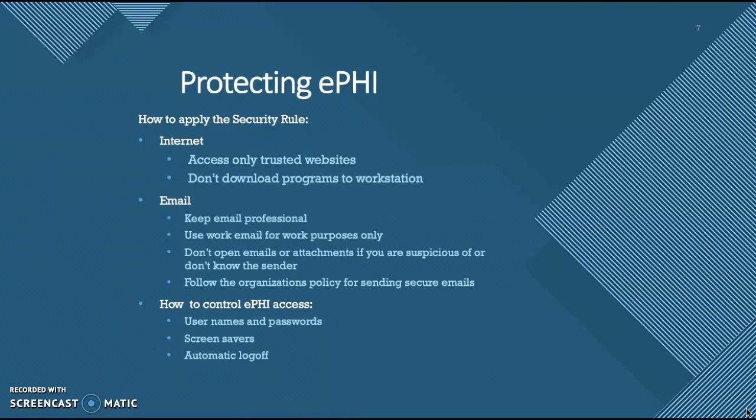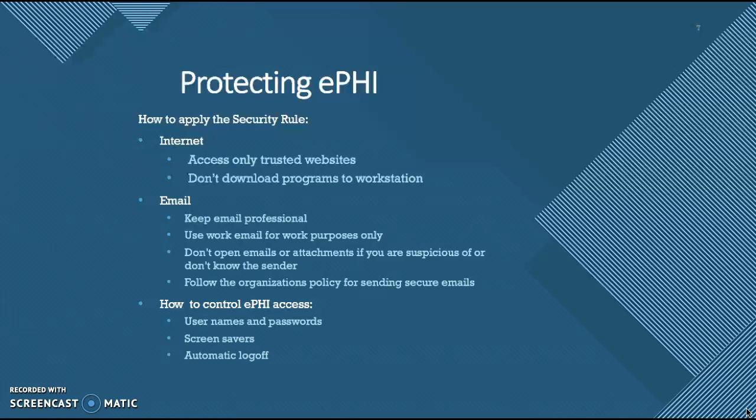Protecting electronic personal health information. How to apply the security rule. Applying the security rule to internet use by accessing only trusted and approved websites. Also, not downloading unauthorized programs to any workstation. Email should be kept professional and used only for work purposes. Any emails or attachments received that seem suspicious should not be opened, especially if the sender is unknown. The organization should have a policy for sending secure emails.